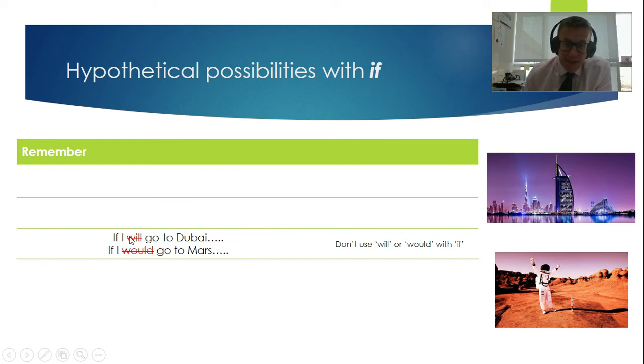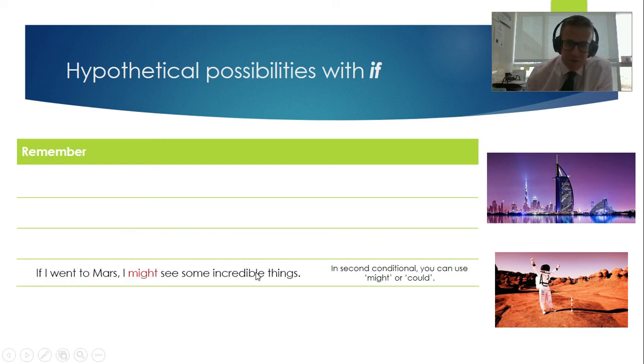People make mistakes with this. Because they're talking about the future, they put will with if, but with if you use present or the past. If I will go to Mars or if I would go to Mars. Next one, you can substitute would only in the second conditional with might or could. If I went to Mars, I might see some incredible things.